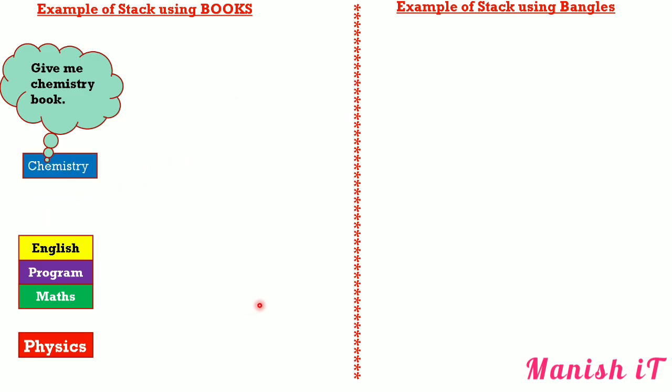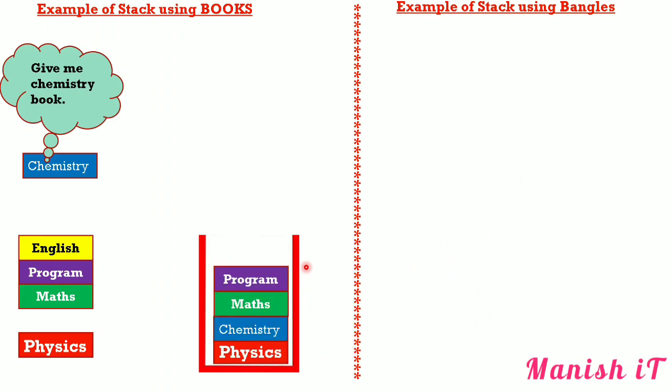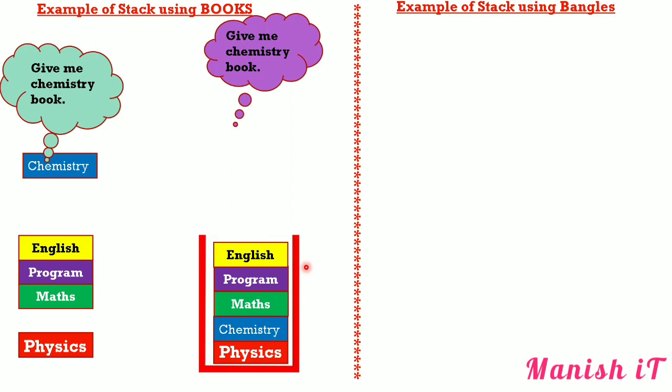Now suppose I am arranging all these books inside a box of limited size, and that box has one open side. The topmost is open, so inside the box all the books are arranged in the same order. And now once again I give the message to the user, give me the chemistry book. Then what happens? See, this condition is not similar to the earlier case.